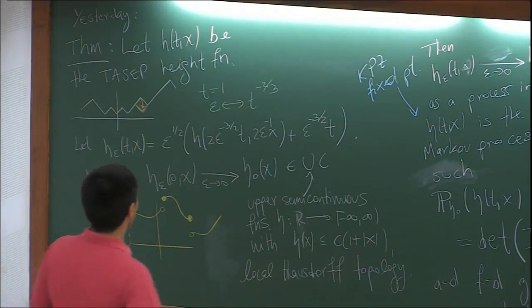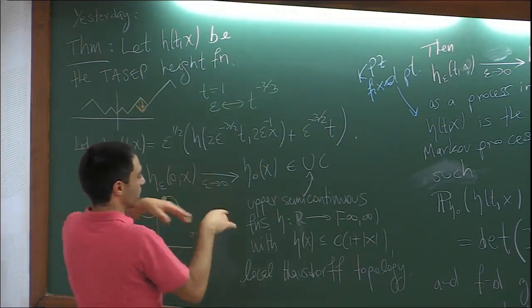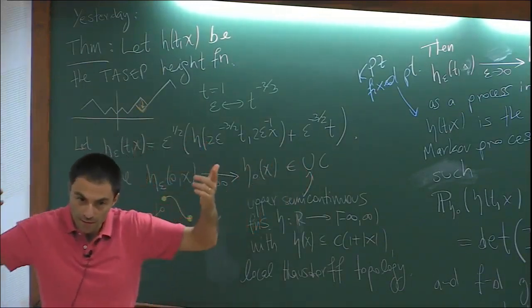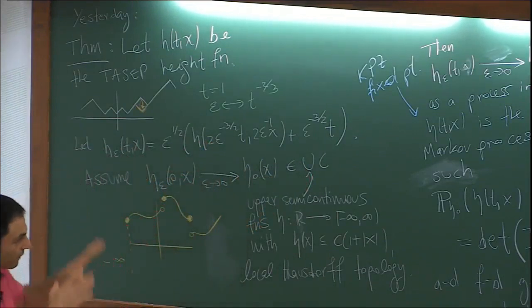Okay? Of course, if I do the other one, then this is going to converge to 0, and I'm going to get the Ayyer 1 process. So the Ayyer processes are covered here.